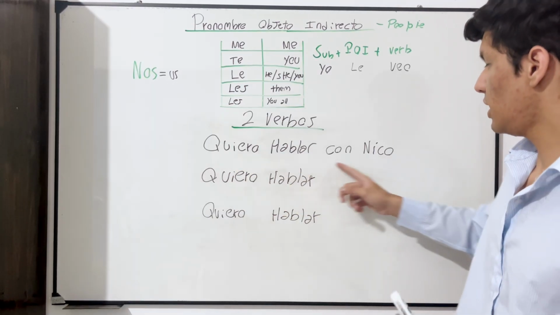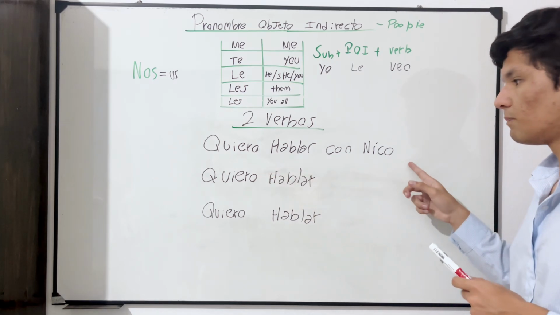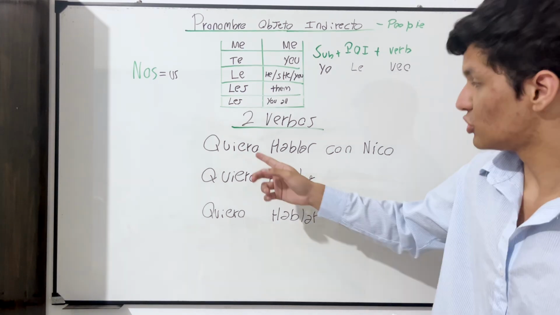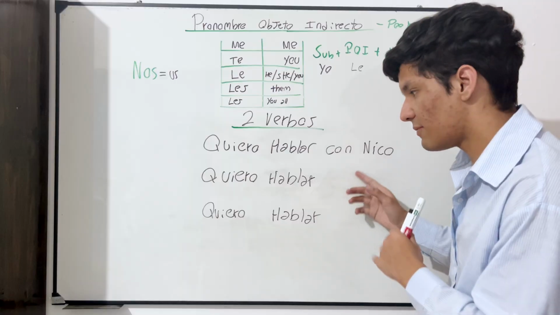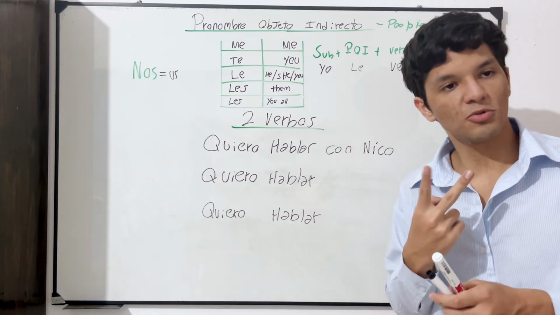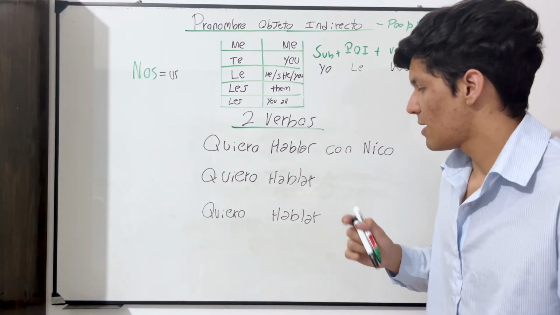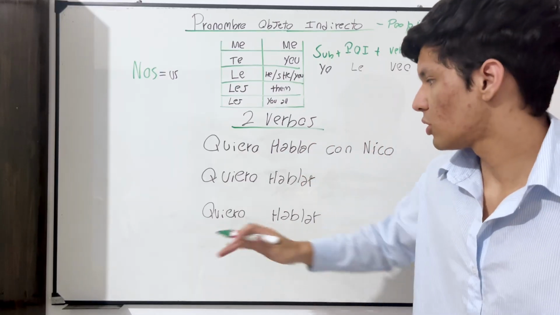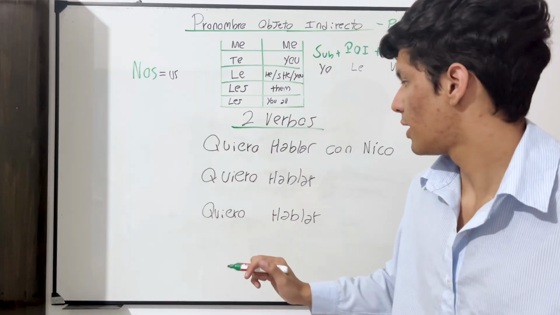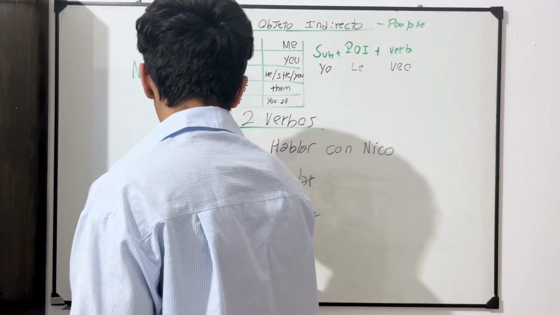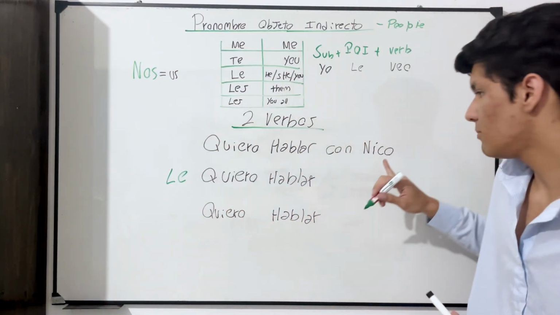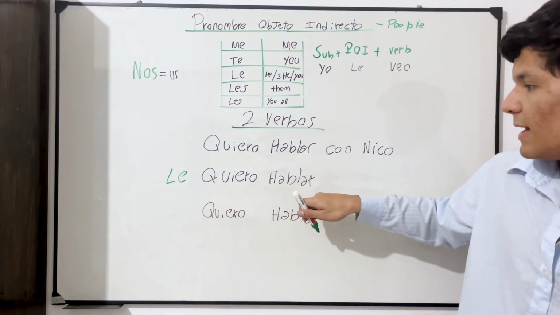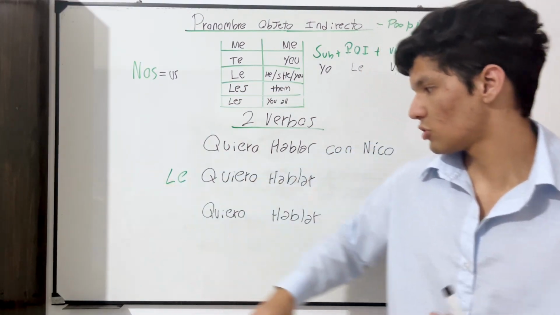So, quiero hablar con Nico is I want to talk with Nico. You would say I want to talk with him. So, we will see how to say that because we have two verbs and we have two different options. That is exactly the same, but you just move the location, okay? You just move the pronoun. So, you would say yo, le. Le is him, Nico, yo. Le quiero hablar, we skip yo, you can say yo if you wanted to.